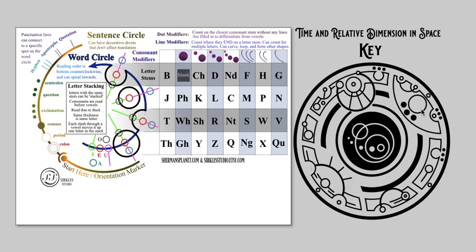Hello and welcome to the transcription explanation of this design. I made it to be a keychain for the TARDIS key, and this says time and relative dimension in space around the word key, and I'll show you how it says that using this key.